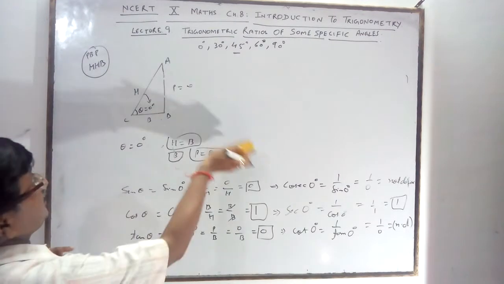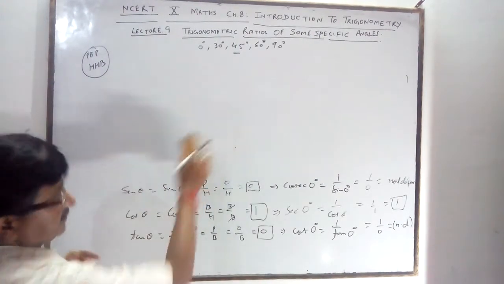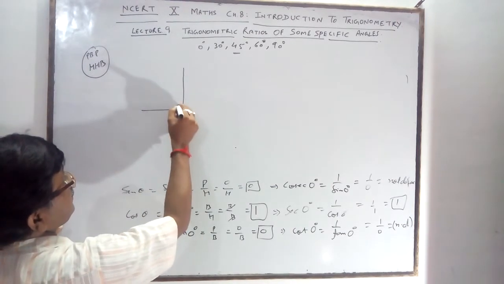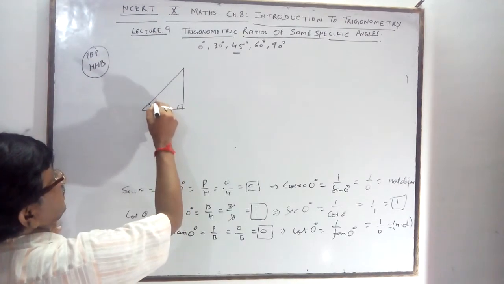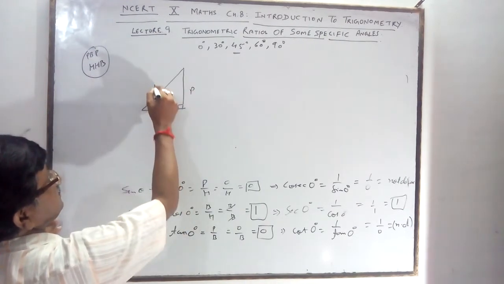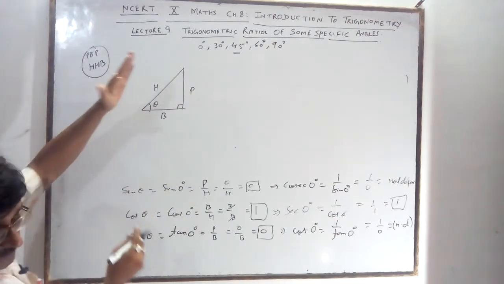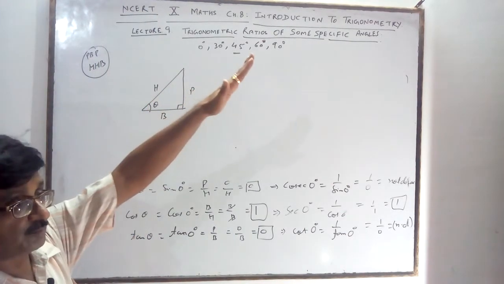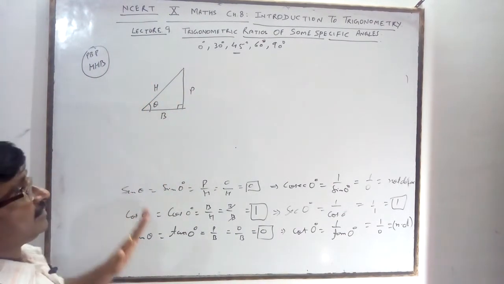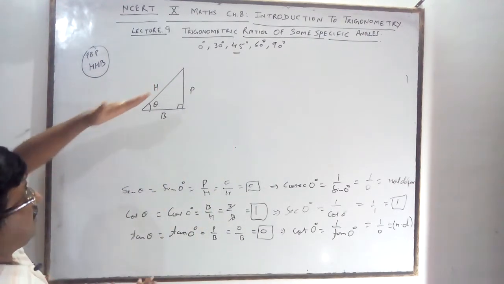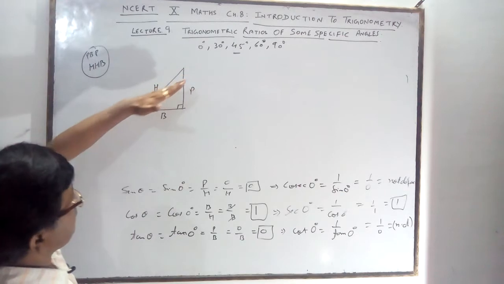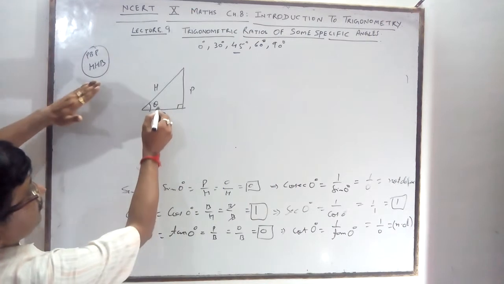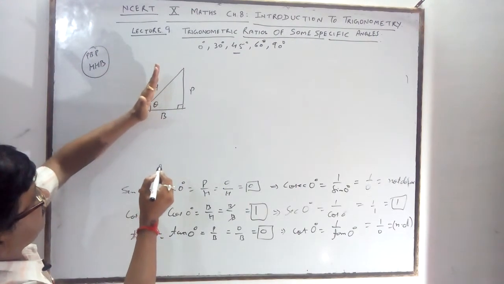This is only by assumption. For 90 degree, with the same figure, you again assume theta becomes 90 degree. Perpendicular is this, base is this, hypotenuse is this. Like a ladder you put on the wall, if you want the angle to increase, you move the ladder foot in this direction, and the angle keeps going up.